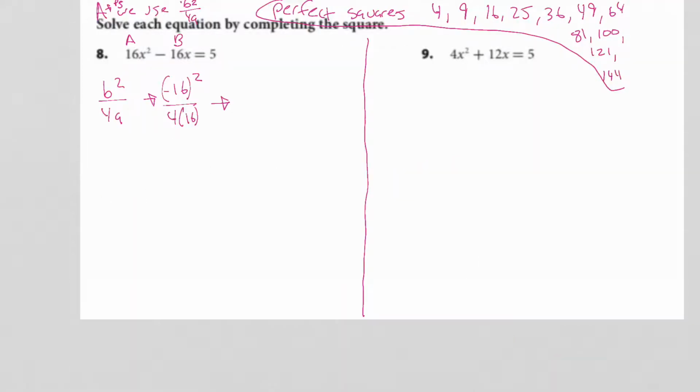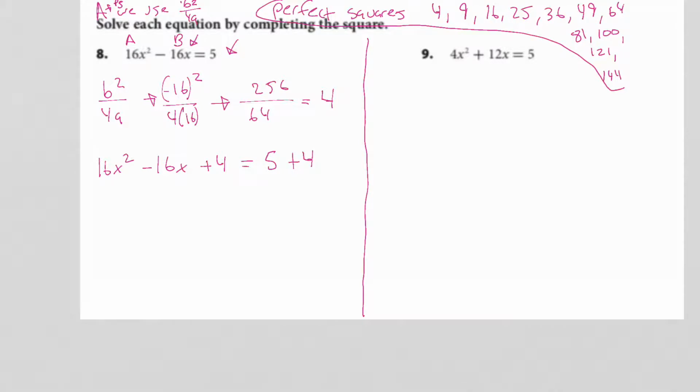On top you get 256, and on bottom you get 4 times 16, 64, and 256 divided by 64 is equal to 4. So we have to take this and add 4 to this side and 4 to that side. So let's try that now. 16x squared minus 16x, and we're going to add 4 here, is equal to 5 plus 4 there.